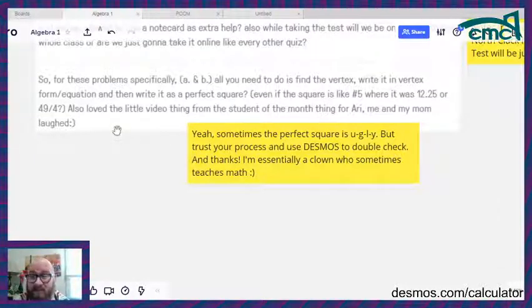But as for the actual math question, yeah, sometimes the perfect square is ugly. Sometimes you're going to get decimals, or you're going to get a fraction. Trust your process. If you're doing the steps correctly, you can use Desmos to double check.